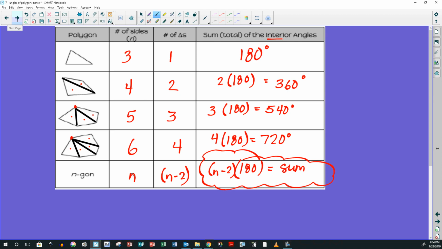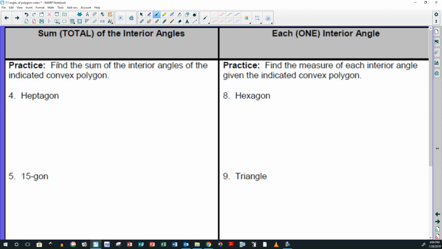All right, so let's take this information. So it says to find the sum. So this works on all polygons. All right, so heptagon. Heptagon is 7 sides. So that means 7 minus 2, which is 5. 5 times 180 is 900. So the sum of interior angles is 900.